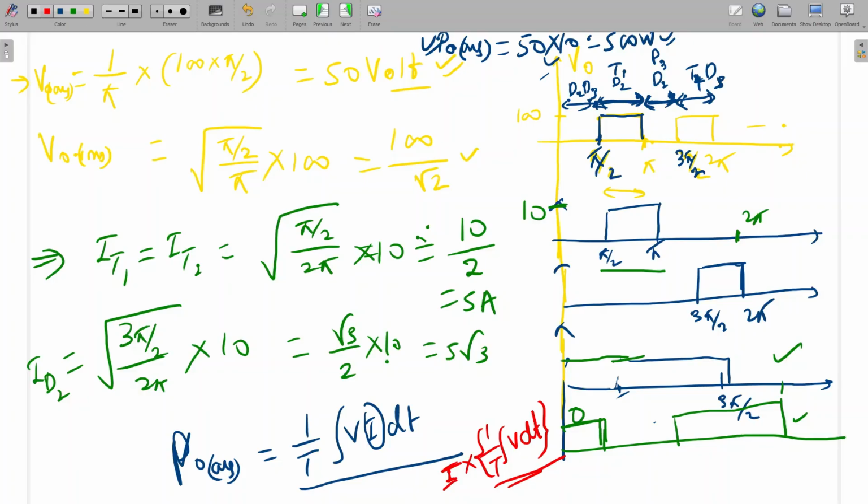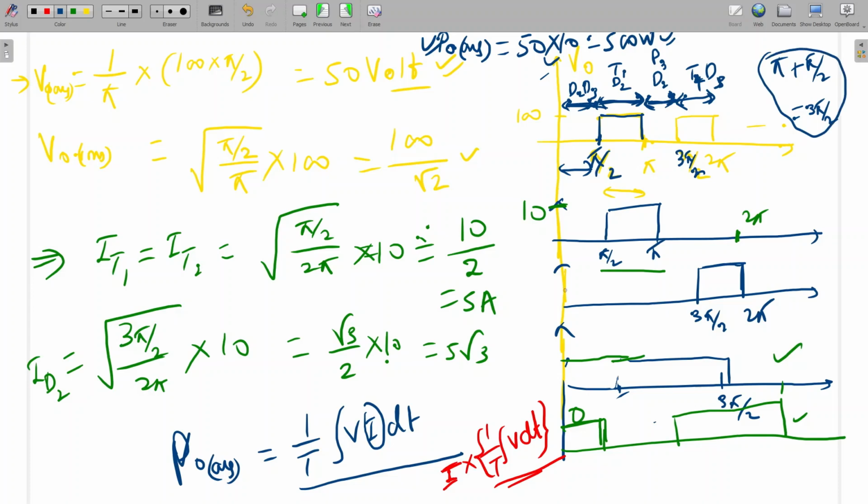Yes, sir. Sir, for I_D3, how? See, I_D3, I will explain once. See, D3 is conducting, RMS values will be the same. See here to here, pi by 2. Again, it is conducting from pi to 2 pi. So pi to 2 pi, how much? Pi, plus here pi by 2. So how much will it be? 3 pi by 2 total. Total on time will be 3 pi by 2.